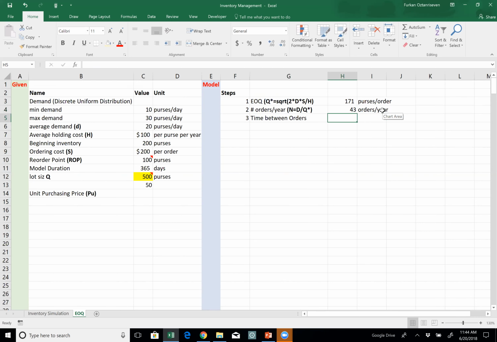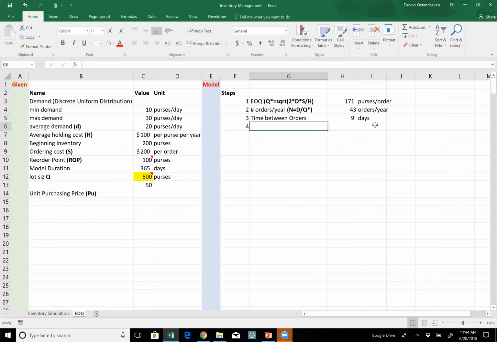All right, so since I have 365 days, if I divide this value by number of orders per year, that will give me number of days between my orders. So roughly 9 days between my orders. All right. Let's go to step number 4.